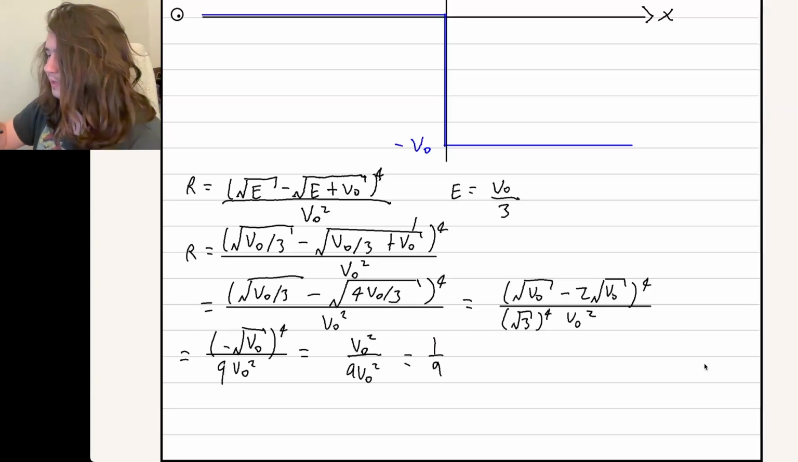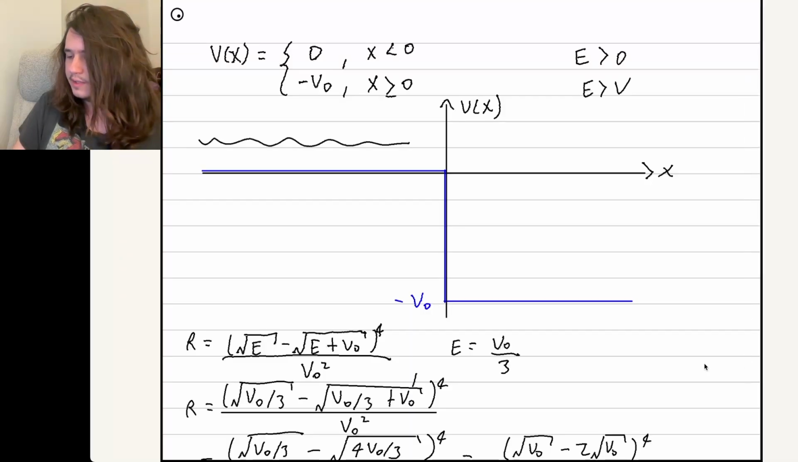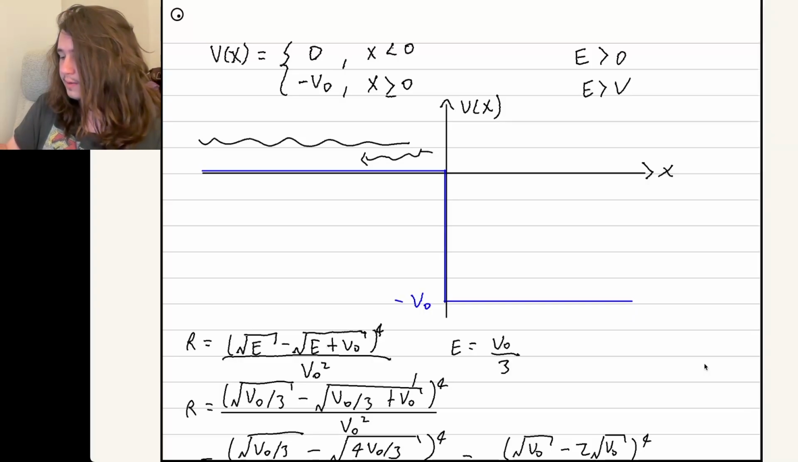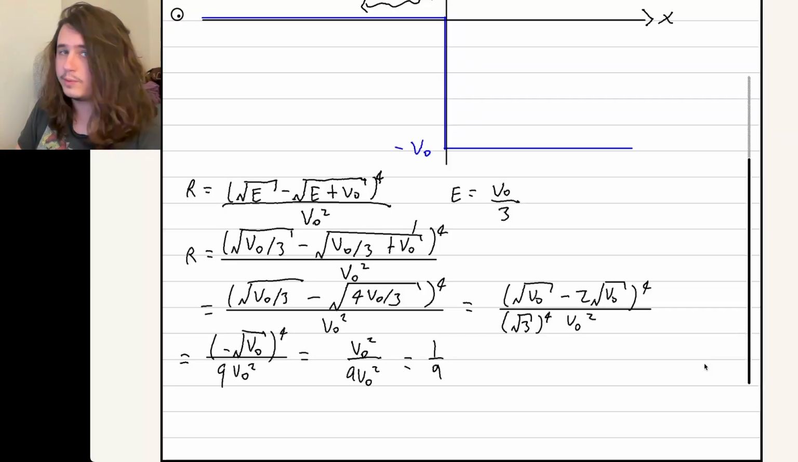So the probability that a particle coming from the left in this potential gets bounced back is exactly 1/9 in quantum mechanics.